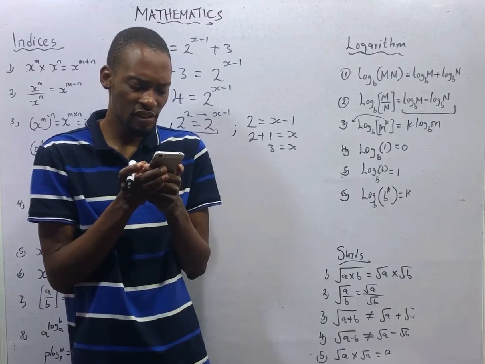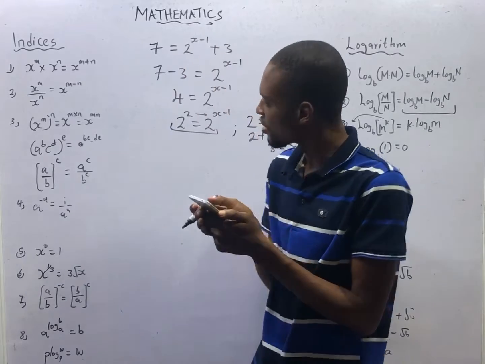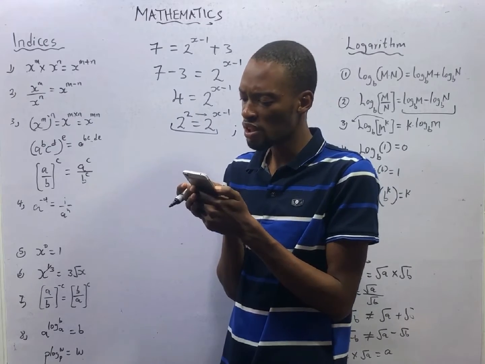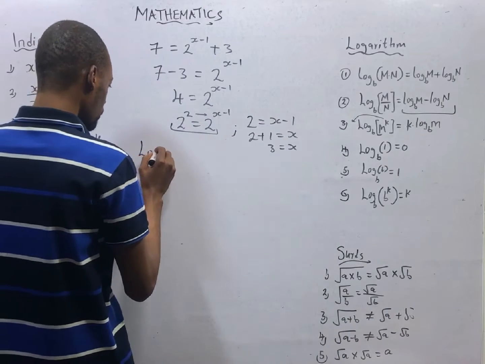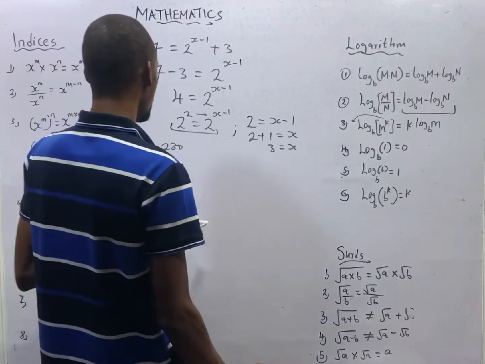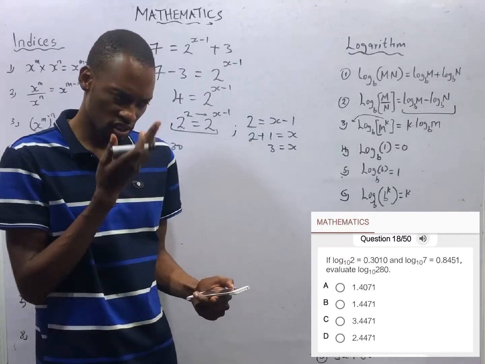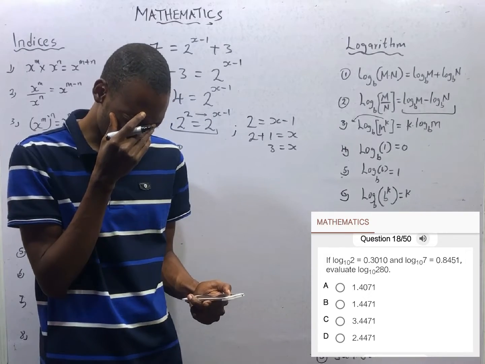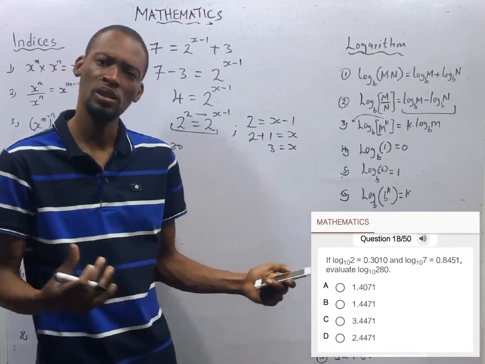And here it says, if log 2 with base 10 is equals 0.3010, and log 7 with base 10 is equals 0.8451, evaluate log 280 with base 10. This is the task before us. We've solved questions like this before. That was where we said log, was it 4 times 7 to give us a particular number? No, log 16 times 7 to give us a particular number.